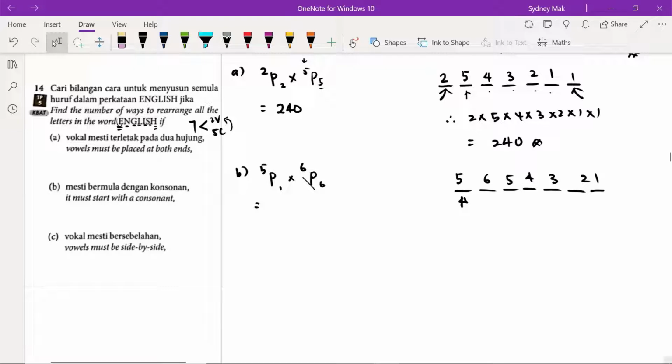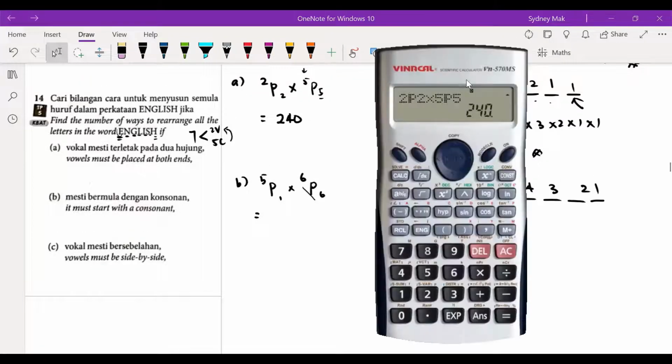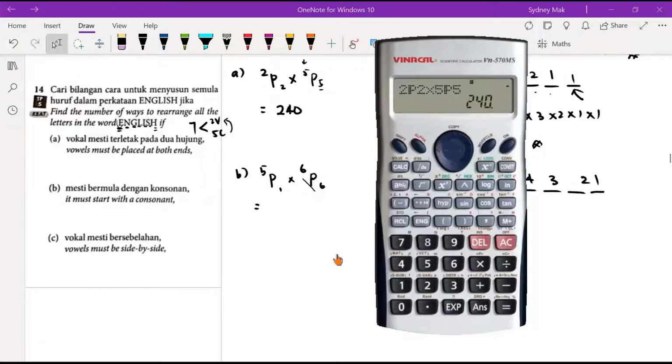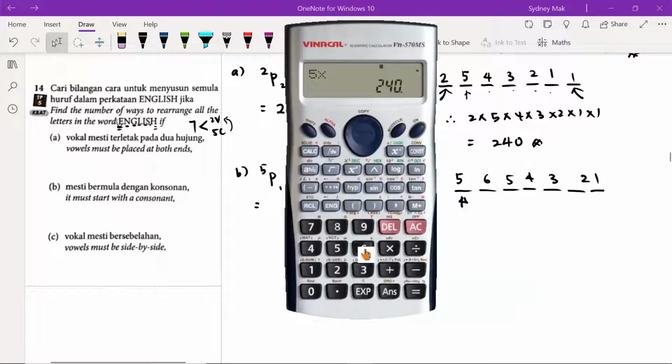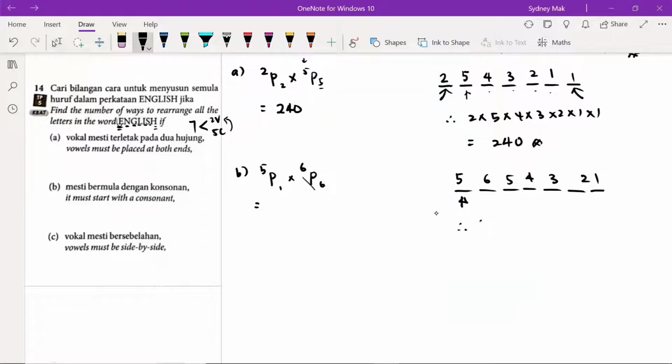Therefore, let's use the calculator to count. 5 times 6 factorial. The answer is 3,600. That is 5 times 6 times 5 times 4 times 3 times 2 times 1, so we have 3,600. Same thing goes to this. All right, now C.